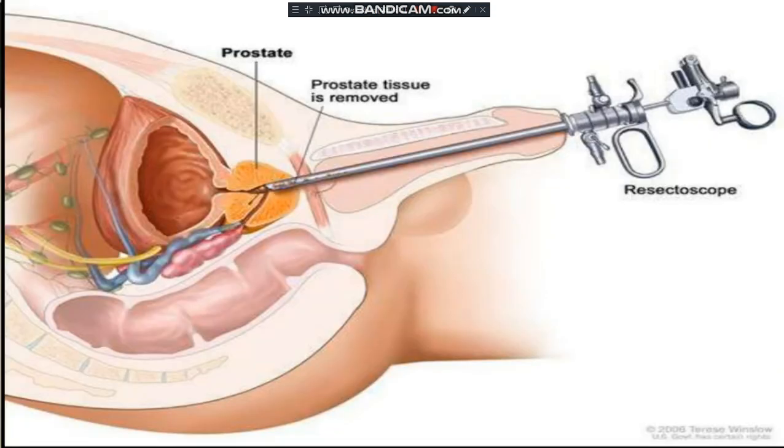This is the picture. We use a resectoscope, insert it through the urethra, and then the removal of the prostate gland is achieved.